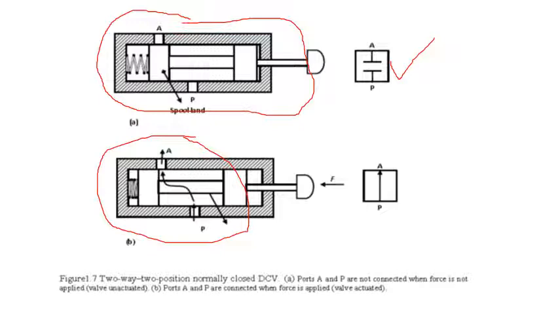To connect the ports, apply external force on the push button. Once the force is applied on this push button, the ports open or close. In this case, because of this external force, the port is connected like this. This condition is satisfied, and it is a normally closed direction control valve. In the initial position, both ports are not connected.